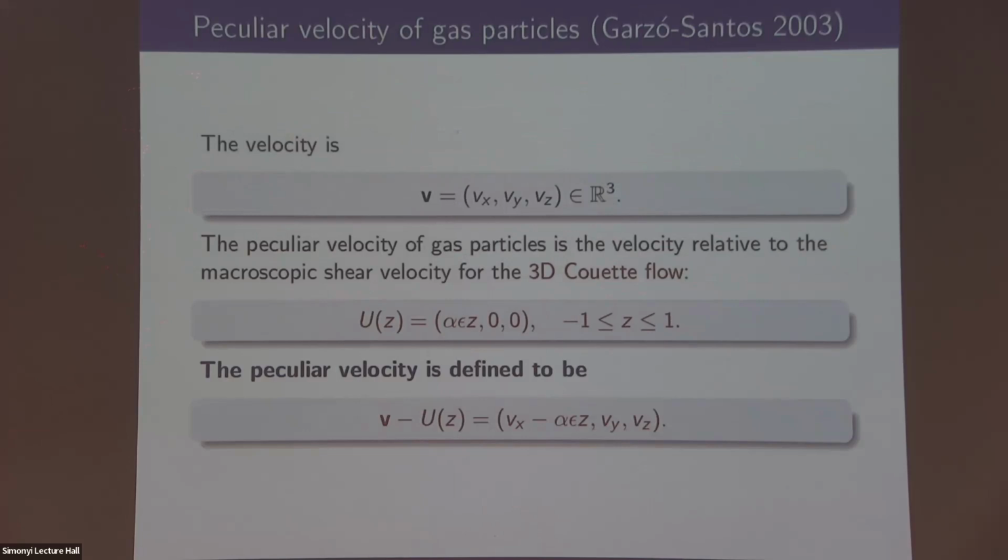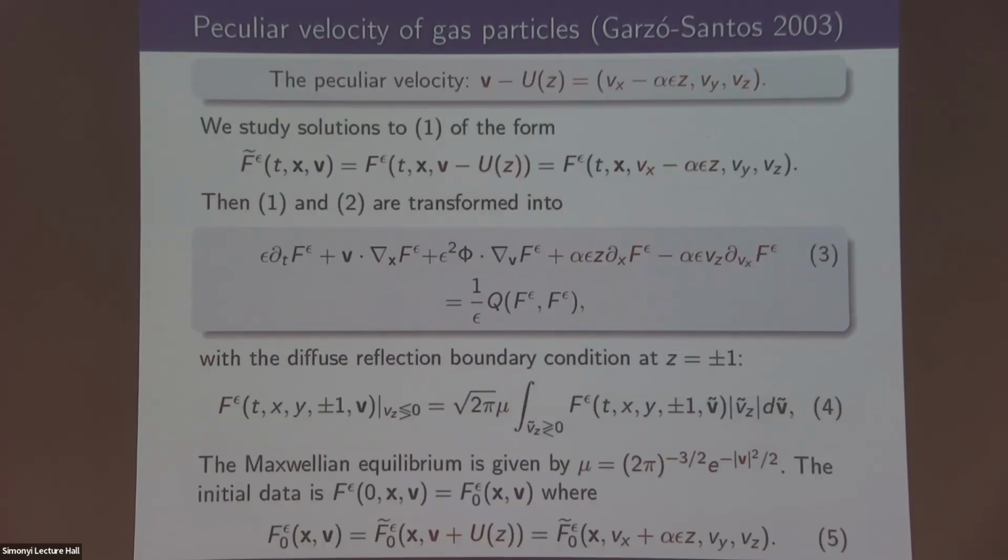And now I'm going to talk about the peculiar velocity of gas particles. So you have a velocity v = (vx, vy, vz), and the peculiar velocity of gas particles is the velocity relative to the macroscopic shear velocity for the 3D Couette flow. You have the macroscopic shear velocity u, and then you define the peculiar velocity to be v minus u, which is (vx minus alpha epsilon z, vy, vz). And so it's the velocity relative to the shear velocity.